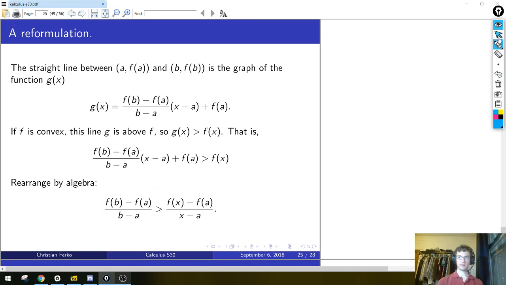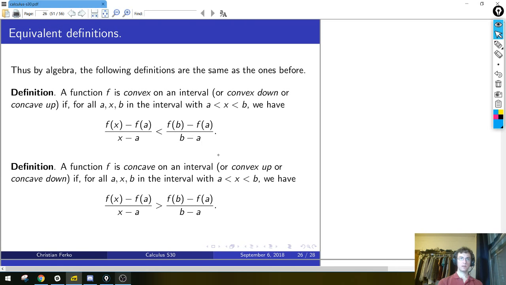And hopefully it's clear that a totally analogous argument works if you replace greater than by less than. That means the line is below the graph, which means you're concave, concave down or convex up. So I'm just going to rewrite that nicely for you. We've proven that the function is convex, convex down or concave up, if for all a less than x less than b in the interval, f of x minus f of a over x minus a is less than f of b minus f of a over b minus a. It's concave, so this again is convex up, if the same inequality holds with the sign reversed, greater than.